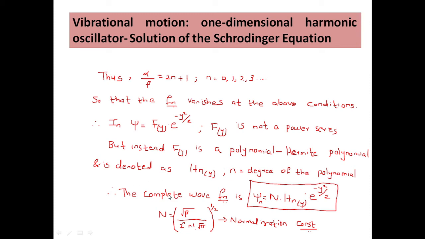Now the complete wave function comes out to be psi of n. Now this psi depends on the degree of the polynomial. Psi n is equal to capital N into Hn(y) into e raised to minus y squared by 2. This is the form of the complete wave function of a simple harmonic oscillator, where N is the normalization constant and it is given by this equation.